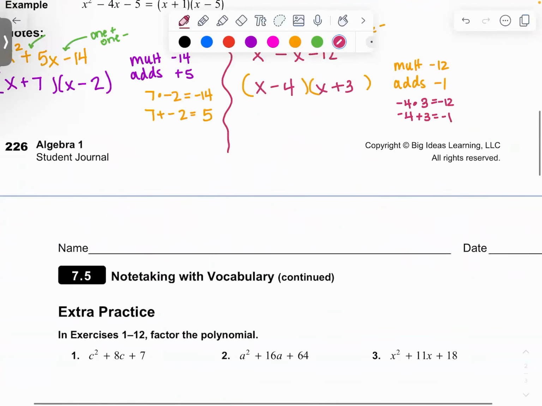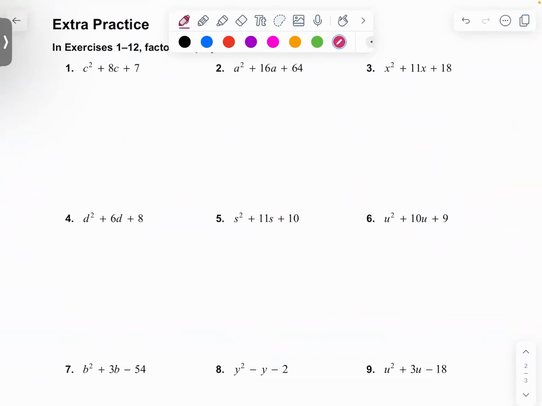All right, let's see what you can do. What I would like you to do on the next page: you are going to do 1, 2, 3, 7, 8, 9.